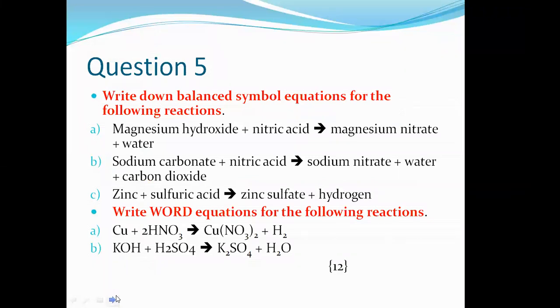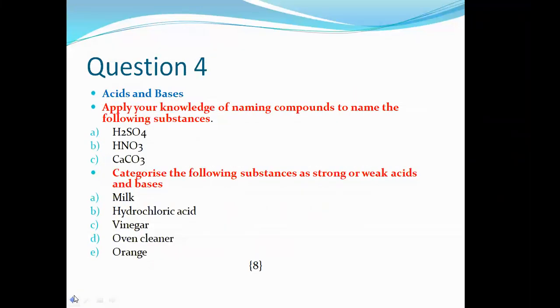Grade 9? Sir, can you please go back to question 4? Question 4. There we go. Anyone else? We are running out of time. Any questions?